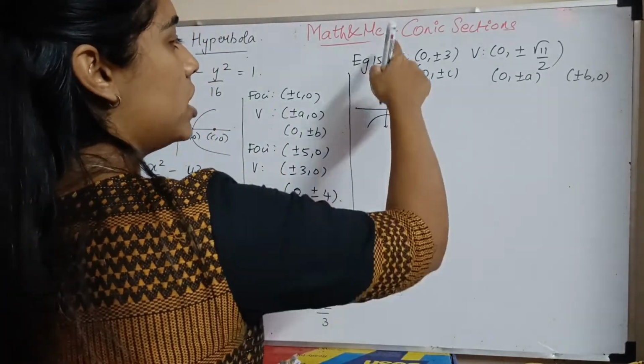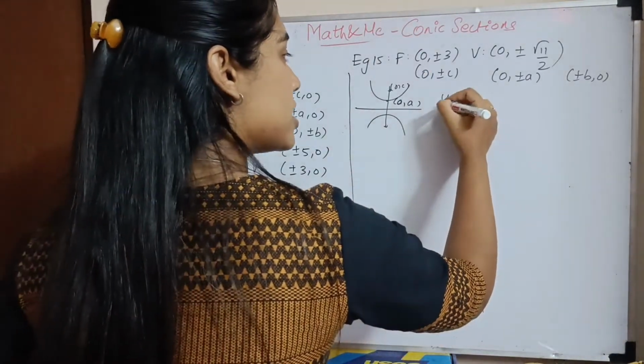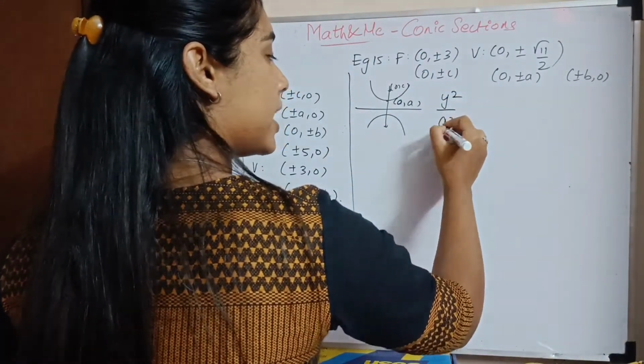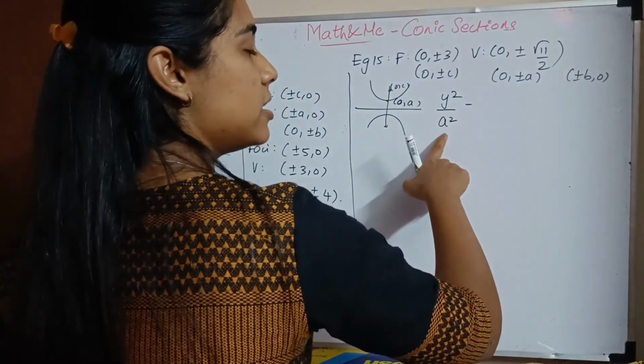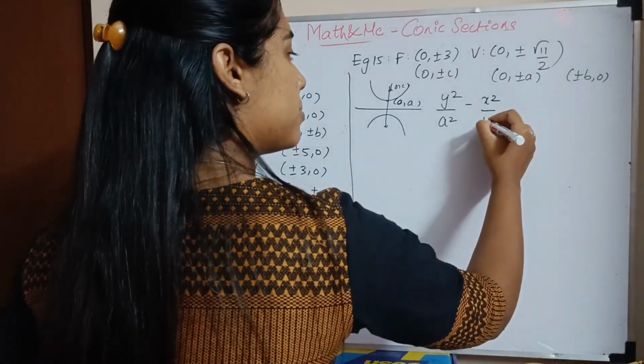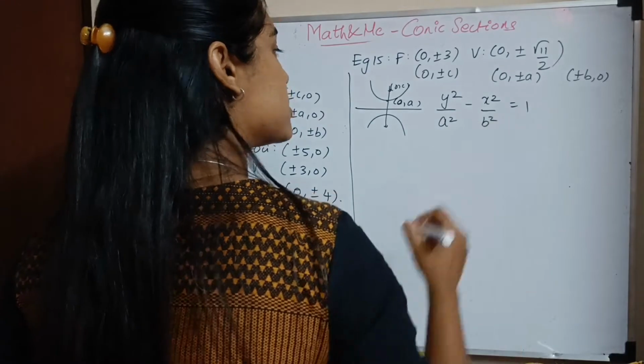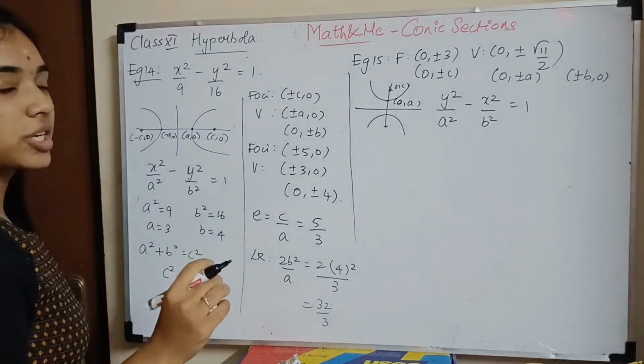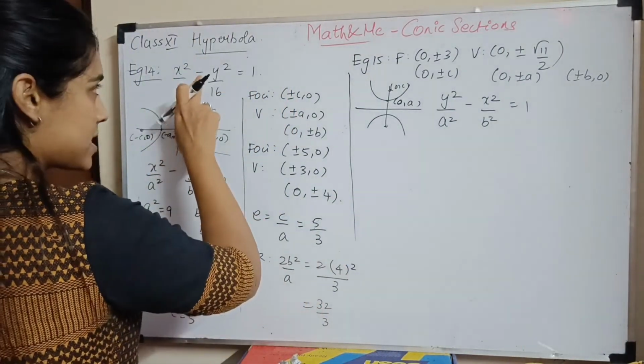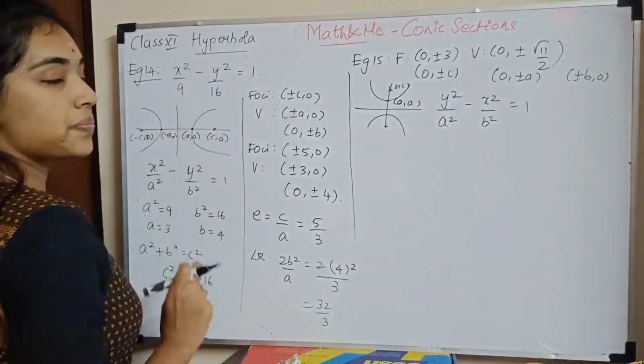So what will the equation be? If your hyperbola is along the y-axis, y comes first and a square always comes in the first term: y square by a square minus x square by b square equals 1. How do you differentiate a hyperbola and an ellipse in the equation? When you have a minus, it's a hyperbola. When you have a plus, it's an ellipse.